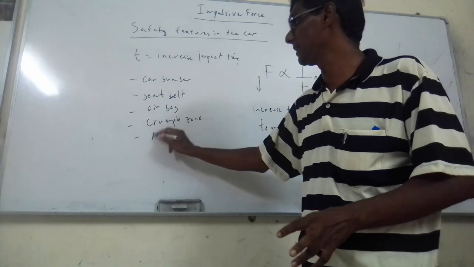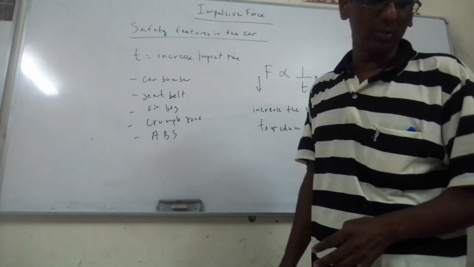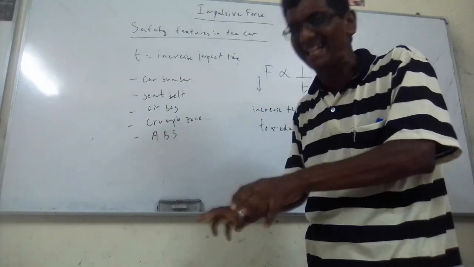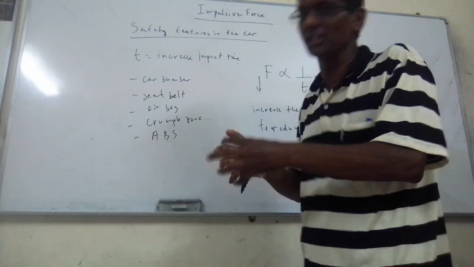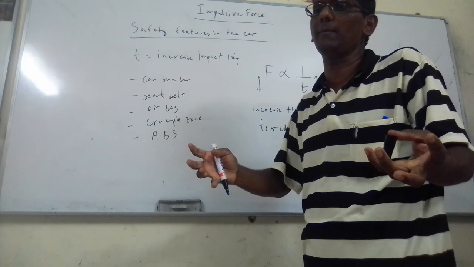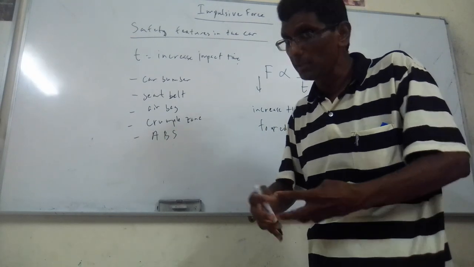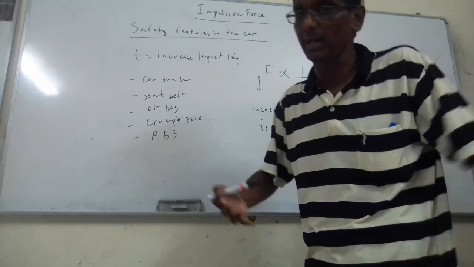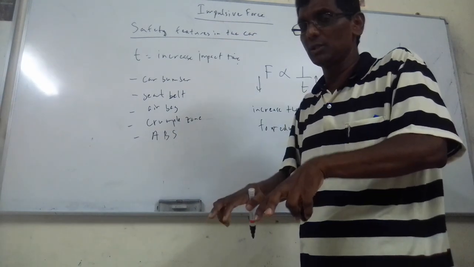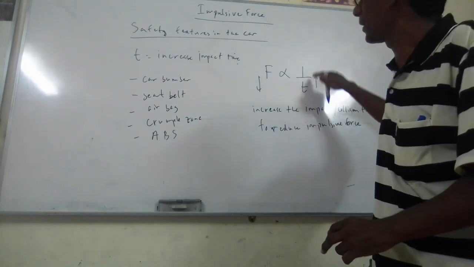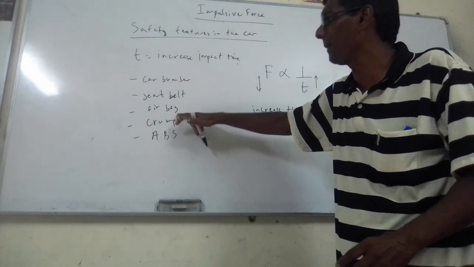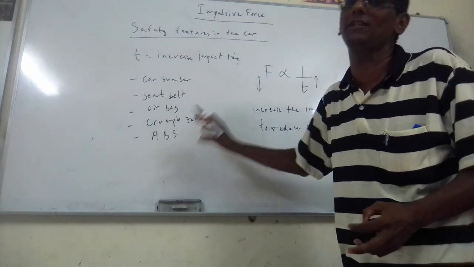The ABS system, anti-lock braking system, and all these systems in the car are meant to increase the impact time during collision. We cannot set the time for the collision. Accidents can happen anytime. But in case an accident happens, you must increase the time of impact to reduce impulsive force. So they use car bumper, seat belt, airbag, crumple zone, ABS system. These are the safety features in the car.